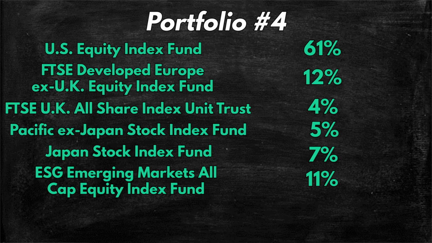Instead of going through all of the calculations again, because you've seen how it works, I'm just going to show you the result instead to save you some time. The US fund has 61% allocated to it, the European fund has 12%, the UK fund has 4%, the Pacific fund has 5%, the Japan fund has 7%, and the emerging markets has 11%.